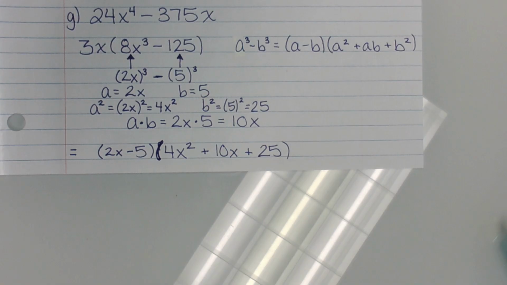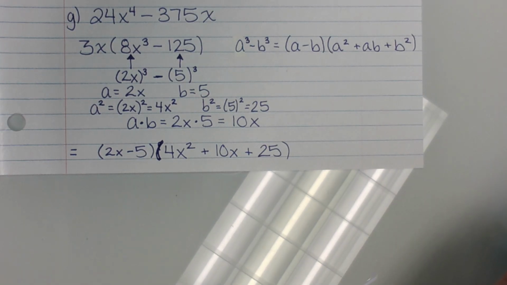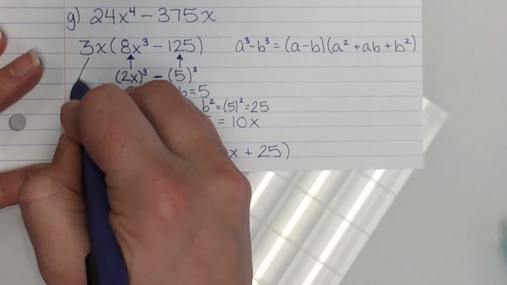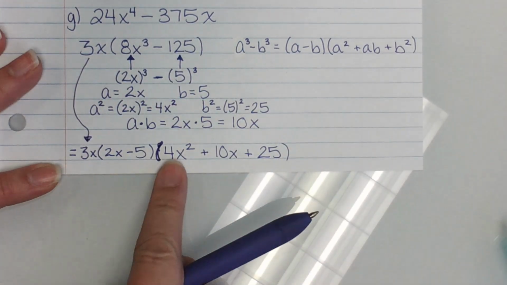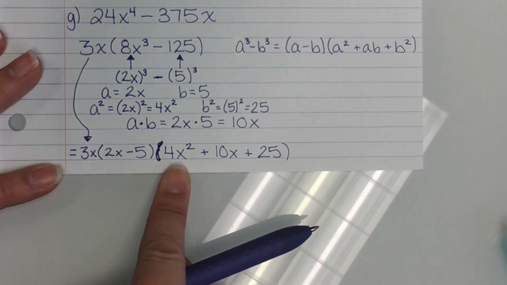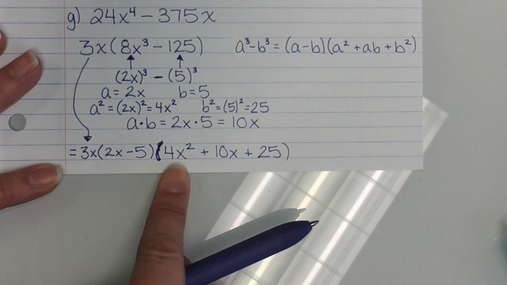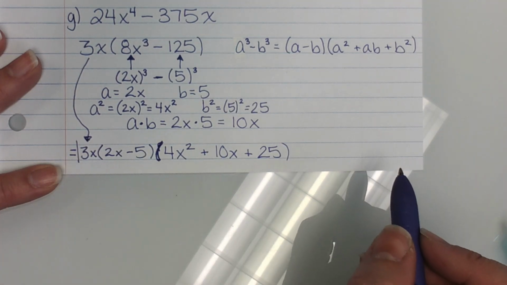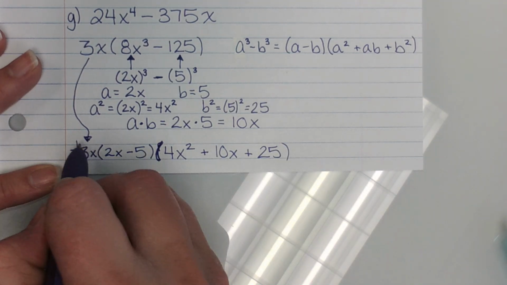Before I call this done, bring your GCF back out front. Now, I notice x squared, which makes me think maybe it factors further, but the nice thing about sum and difference of squares, it never will. Sorry, let me try that again. Sum and difference of cubes, never will.